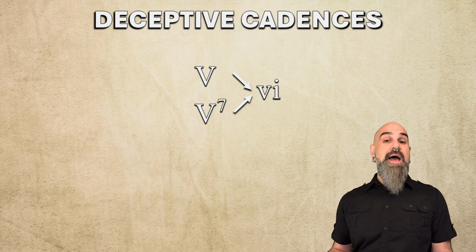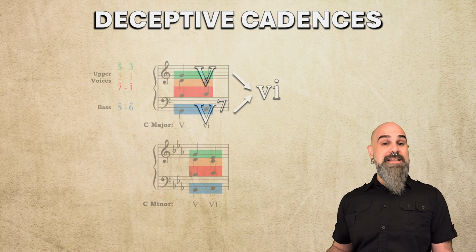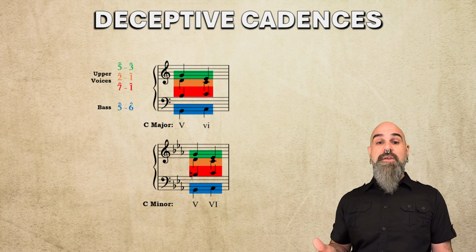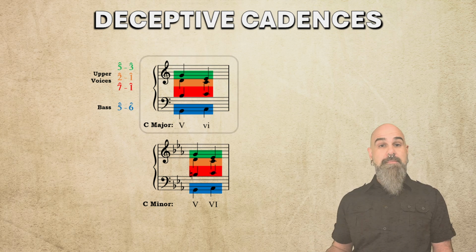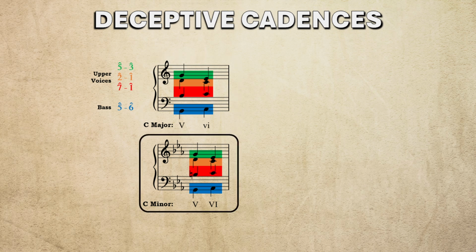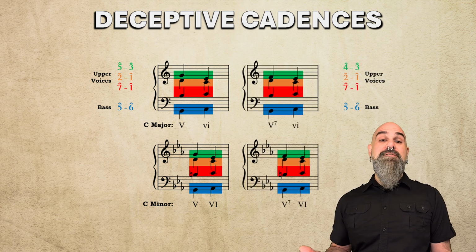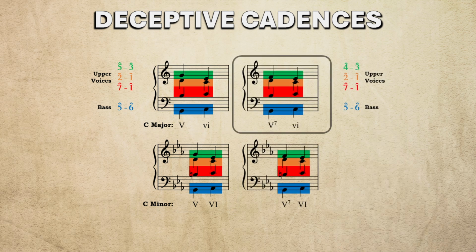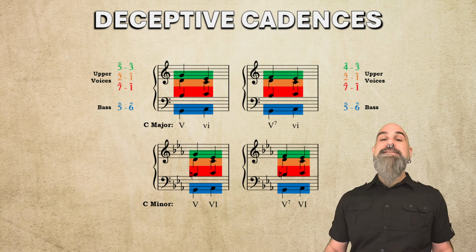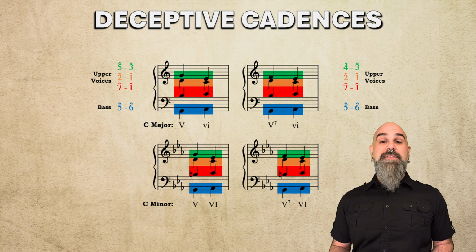The voice leading is actually almost identical to authentic cadences, but now the bass moves to scale degree 6 in the last chord. In 5 to 6, the upper voices move 7 to 1, 2 to 1, and 5 to 3. From 5-7 to 6, just trade 5 to 3 for 4 to 3. Simple. Just remember the goal of a deceptive cadence.